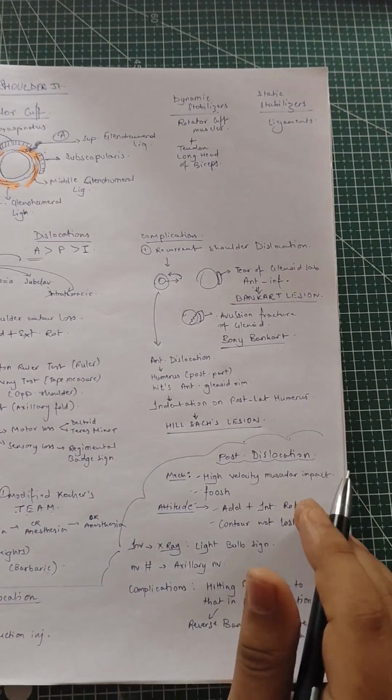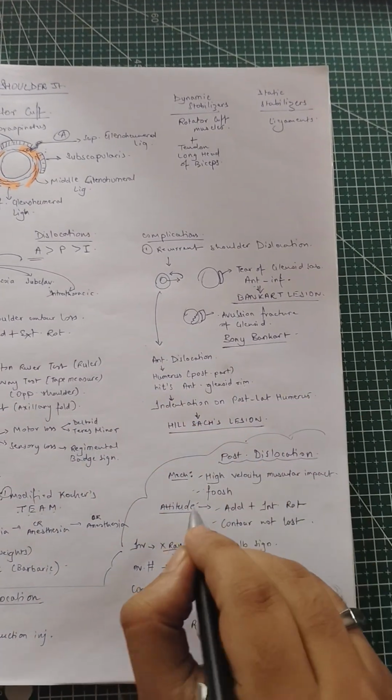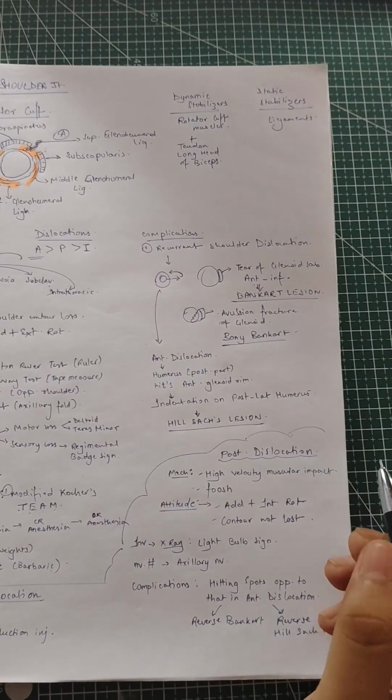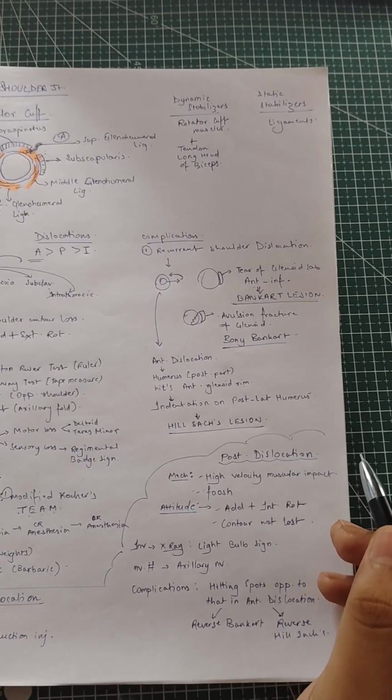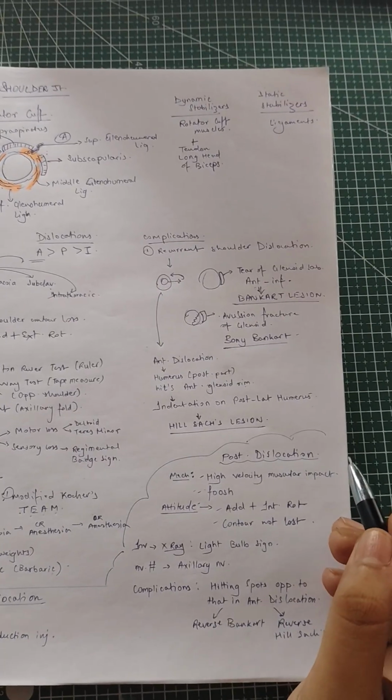And then comes the easy part. If you have posterior dislocations, what is the mechanism? High voltage muscular impact. Say someone is having a lot of seizures and they fall down, or they have a fall on an outstretched hand or something of that sort. When the muscle is in a lot of tension is when you can have posterior dislocation.